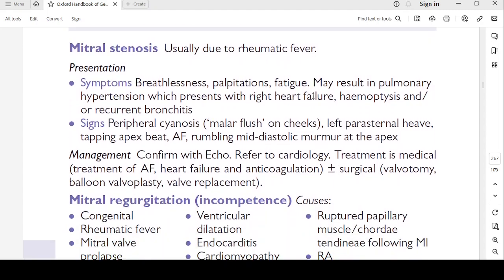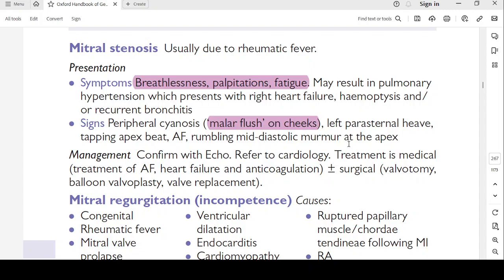Mitral stenosis, usually due to rheumatic fever. Presentation symptoms are breathlessness, palpitations, and fatigue. May result in pulmonary hypertension, which presents with right heart failure, hemoptysis, and recurrent bronchitis. Signs are peripheral cyanosis, like malar flush on the cheeks, left parasternal heave, tapping apex beat, atrial fibrillation, rumbling mid-diastolic murmur at the apex. Management.